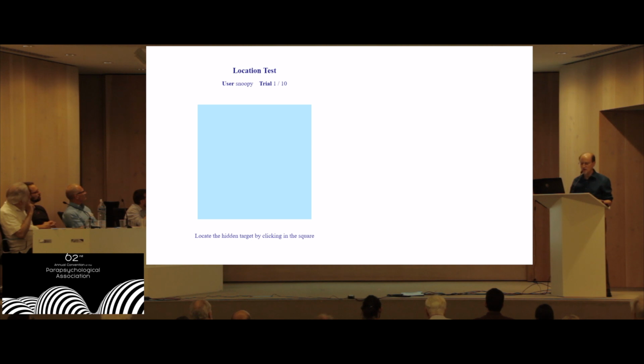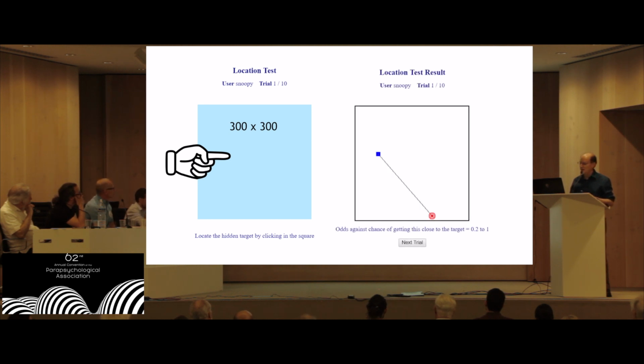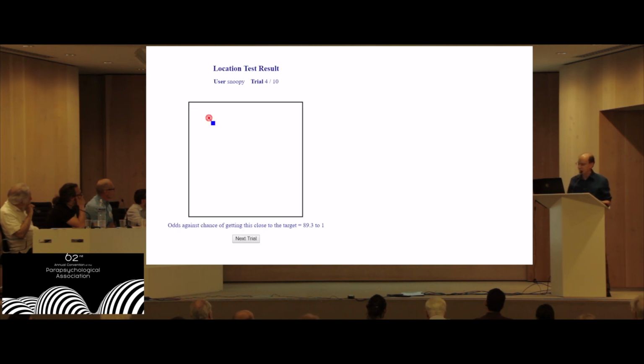You go to the browser screen, you see this blue square, and you have to select in a 300 by 300 matrix space where you think the computer will choose a random spot. So you're doing like a map dowsing test. After you choose a spot, the computer selects the location, and it's indicated with this red dot. So the distance is what we're looking at for the main measure.